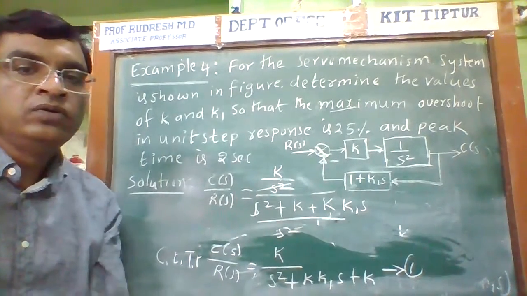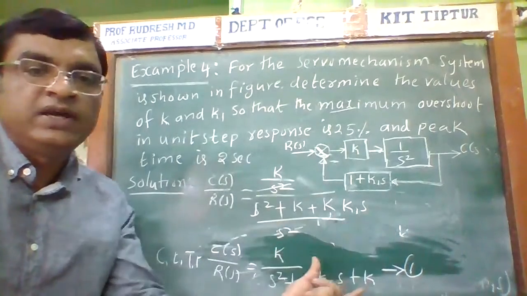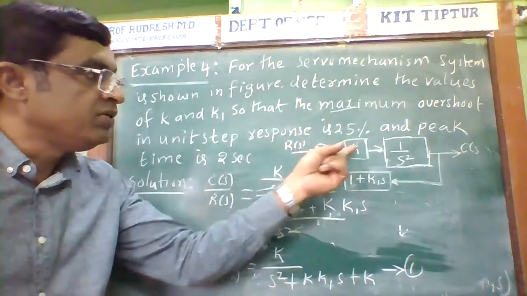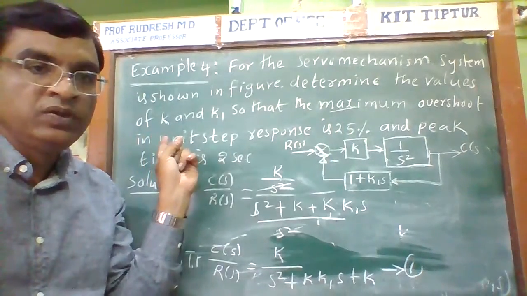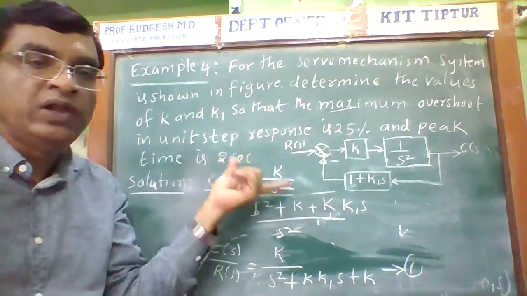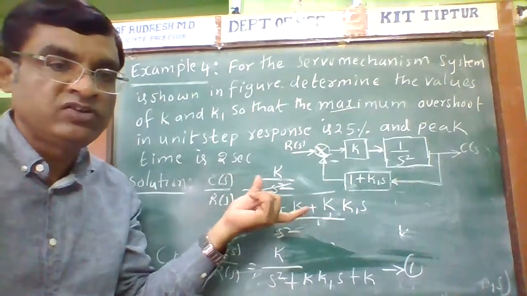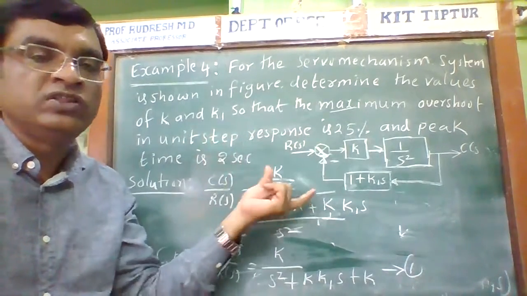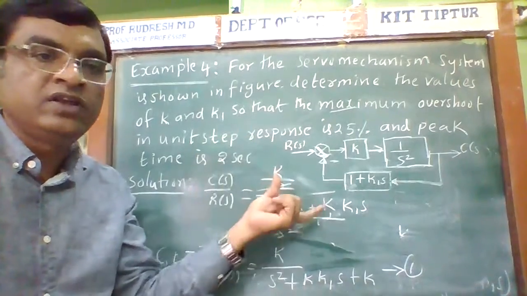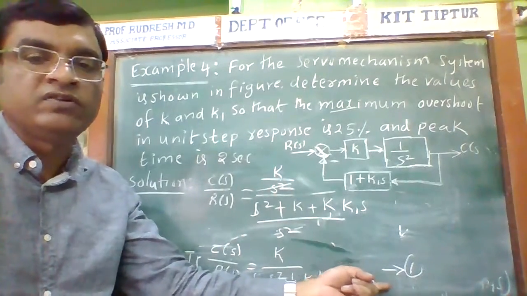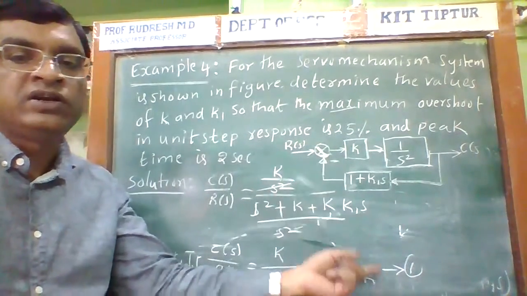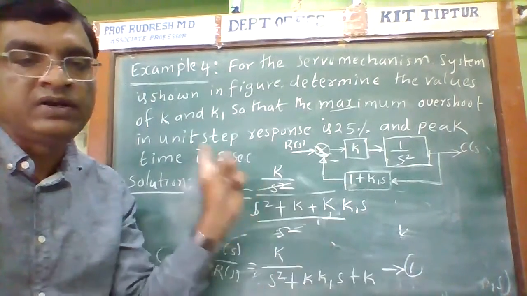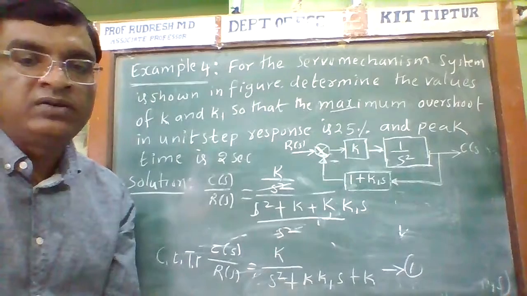Now we need to develop another equation, the standard equation, from the Mp value and Tp value. If you know the Mp value and Tp value, we can easily calculate the natural frequency omega n and the zeta value, then substitute those in the standard equation. That is called equation second. Then we compare that equation with this equation. Then we can easily get the K and K1 values.